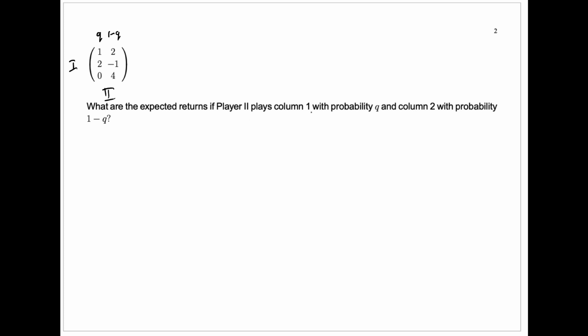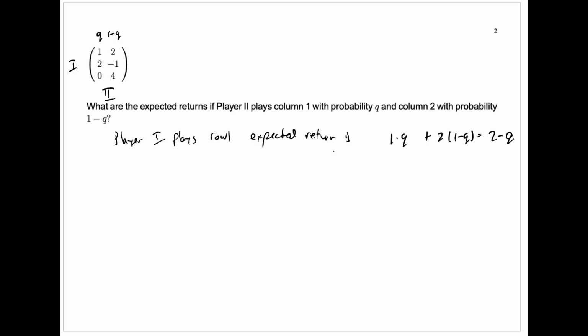We can say, given this choice of column 1 with probability Q and column 2 with probability 1 minus Q, if player 1 plays row 1, what are the expected returns? Well, the expected return would be 1 times Q plus 2 times 1 minus Q, which is easy to simplify. You end up with Q plus 2 minus 2Q, which is 2 minus Q.